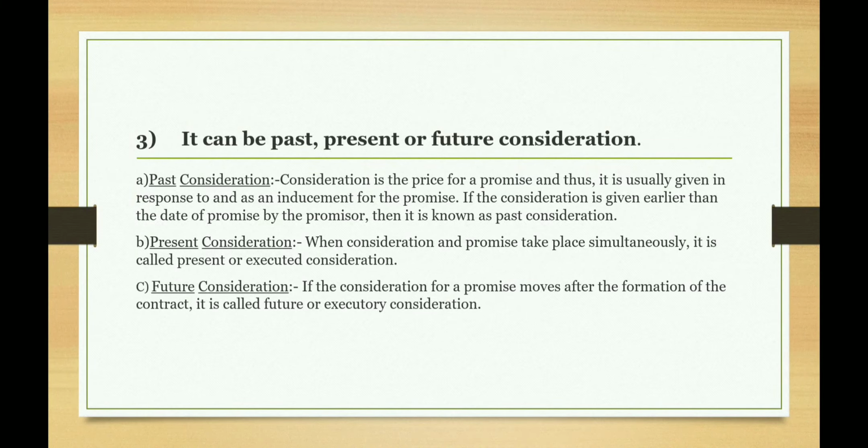Present consideration. When consideration and promise take place simultaneously, it is called present or executed consideration. For example, X goes to a shop and buys a bottle of water from there. He also pays the price on the spot. Future consideration. If the consideration for a promise moves after the formation of the contract, it is called future or executory consideration. For example, X promises to deliver 10 bags of rice to Y after 10 days, and Y promises to pay for the rice 10 days after the delivery by X.